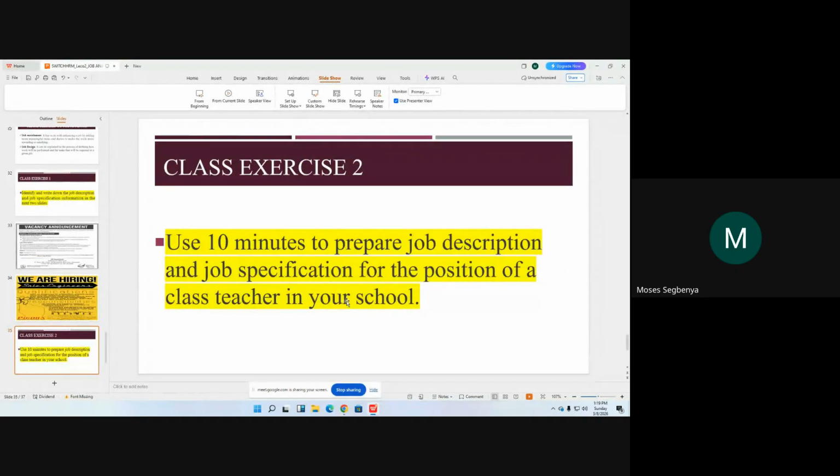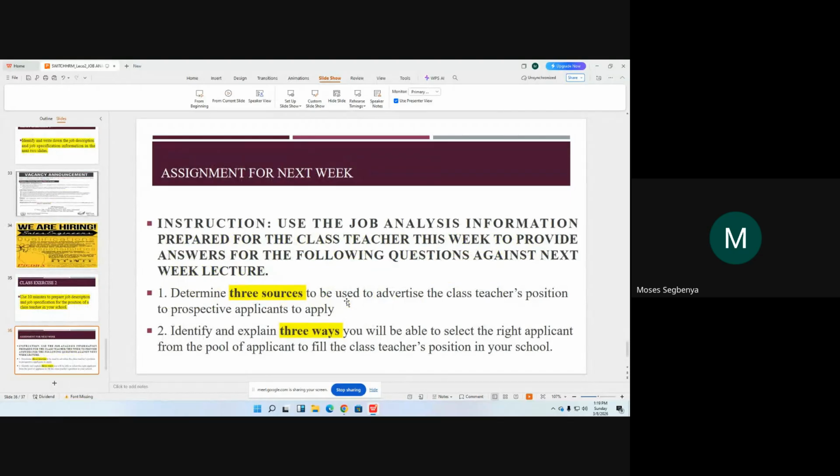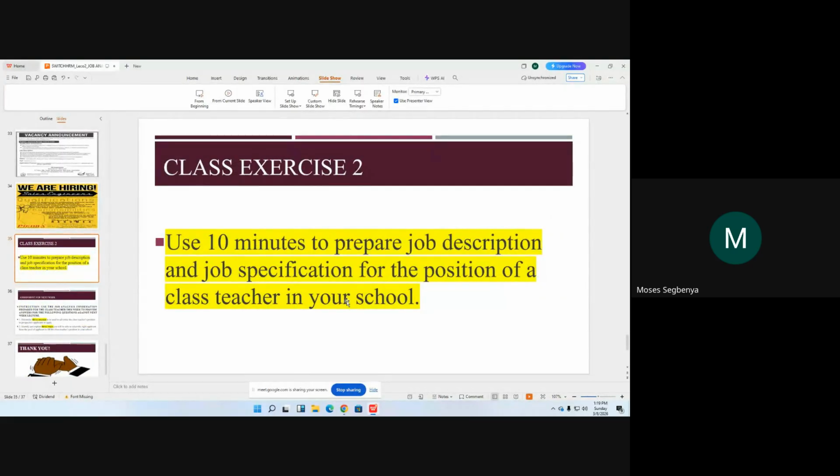So use 10 minutes to prepare job description and job specification for the position of a class teacher in your school. So if I ask you to write job description and job specification for a class teacher in your school that you are looking forward to employ, what will you write? We are doing that exercise within 5 minutes. Then we move to the next presentation.